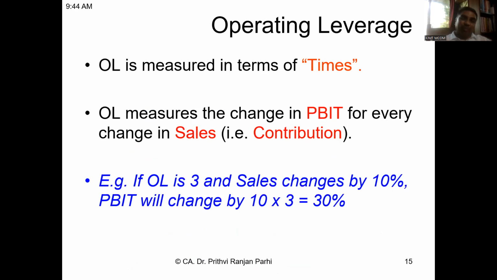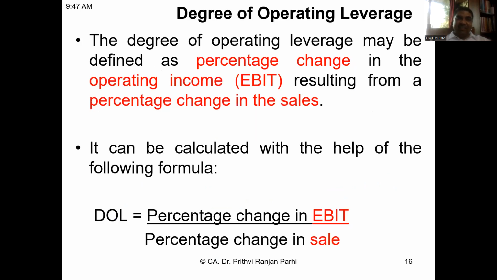Okay, and this operating leverage is measured in terms of times. It measures the change in PBIT for every change in sales. That means if sales changes by 10%, how much does PBIT change? That is called operating leverage. If operating leverage is 3 and sales changes by 10%, then PBIT will change by 30% because OL is 3.